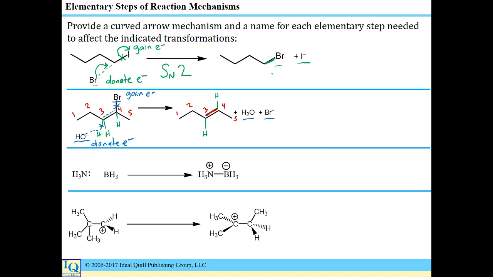Finally, we need to indicate, okay, we need to put 2 electrons in between the carbons 3 and 4 in order to establish that pi bond. Now that we have all those pieces of information in place, we can fill in the arrows needed to accomplish those transformations.